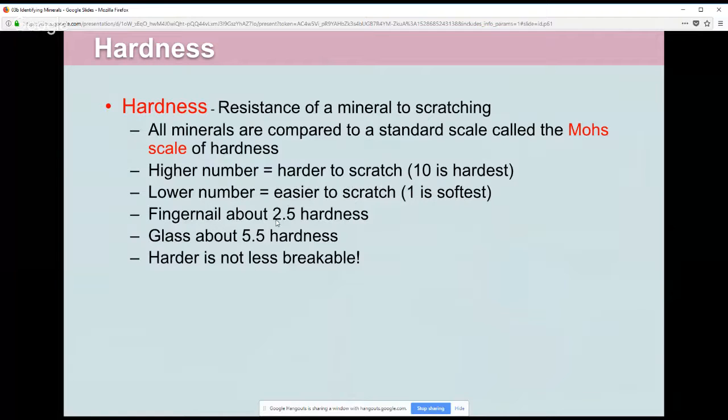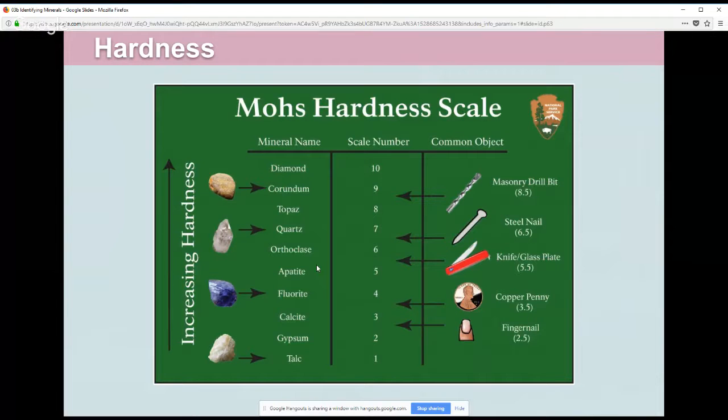A fingernail falls about a 2.5 on the hardness scale, and glass is about a 5.5 on the hardness scale. And those are usually the two things I use to kind of bracket in the hardness of the mineral I'm working with. So here's the Mohs hardness scale, and here's different kinds of minerals used to designate the different numbers on the hardness scale: talc, gypsum, calcite, fluorite, apatite, orthoclase, quartz, topaz, corundum, and diamond. Going from 1 to 10 is kind of an arbitrary scale, but it allows us to figure out the hardness of different minerals that we're looking at and helps us ID them.